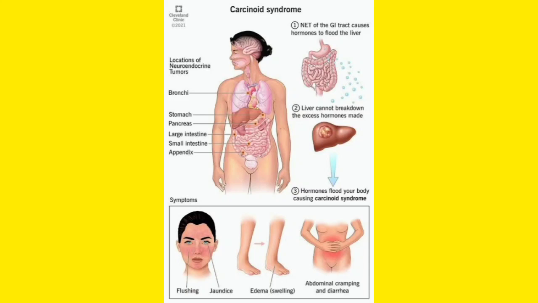And what are the symptoms? Mainly look at the picture below. The symptoms are very important. Flushing. When the patient comes, you can see the face. The face is flushed. So flushing. Why is this happening? Because of the serotonin increase. The patient will also complain of abdominal cramping, abdominal pain, and diarrhea, loose stool. Edema can also be seen.